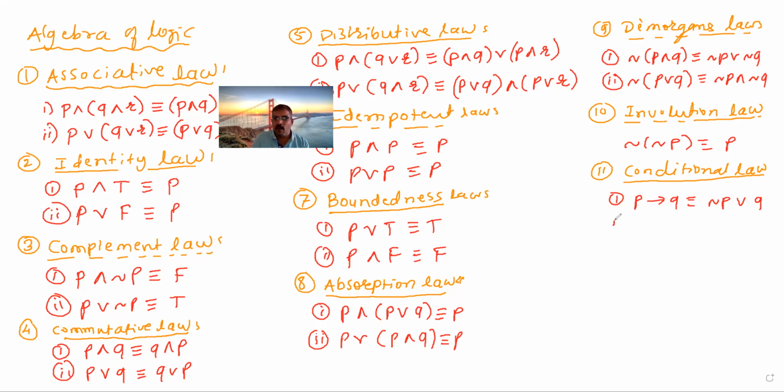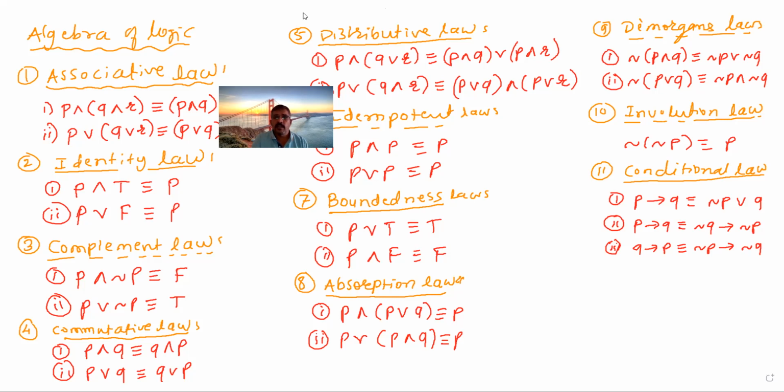Now the next law is P implication Q is logically equivalent to the contrapositive, negation Q implication negation P. The conditional is equivalent to the contrapositive like this. The converse is equivalent to the inverse. No doubt at all, it is the contrapositive of the converse. Okay, this is conditional law.